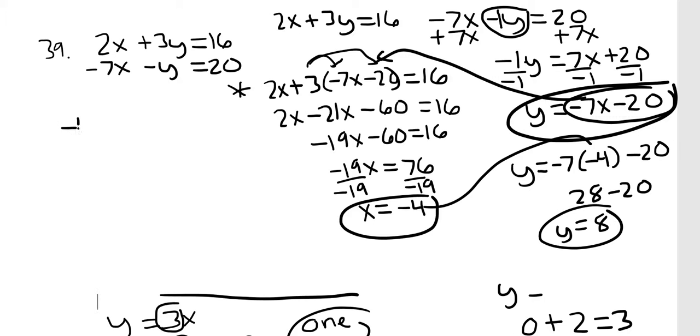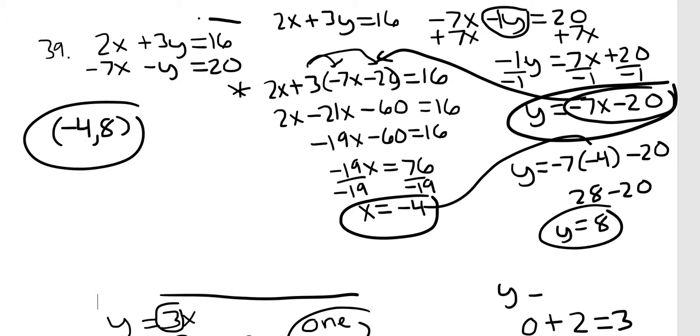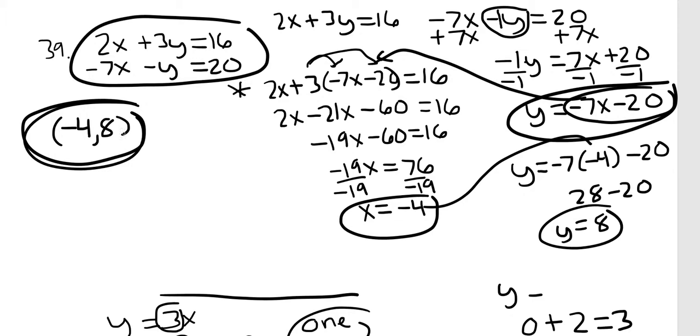So negative 4, 8, that is our solution. Remember, a solution is always an ordered pair of where the two lines cross each other. So if we were to graph both of these lines on the same coordinate plane, we would see that they cross at negative 4, 8.